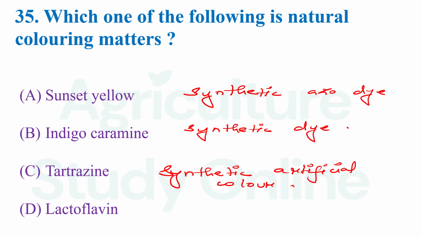And lactoflavin. It's a natural yellow pigment, which is found in milk and other foods. So over here, our correct option will be option number D, that is lactoflavin.